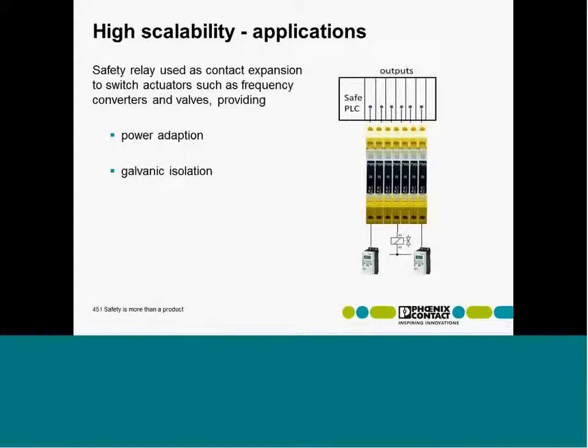Another application which is very often used is to use these safety relays as a so-called contact expansion, for example, for valves or frequency converters, with the objective of power adaptation and galvanic isolation. That's another application where safety relays will be used with a semiconductor output of a safety PLC.